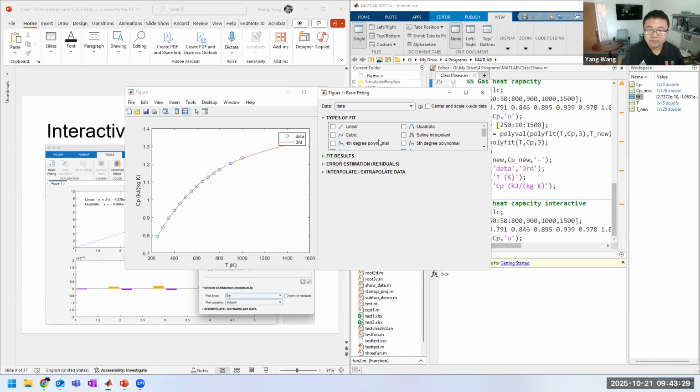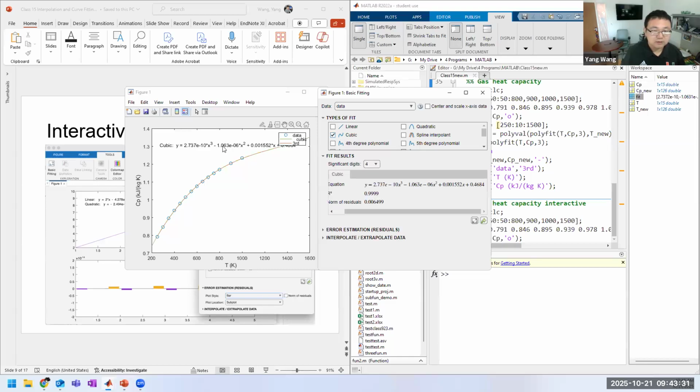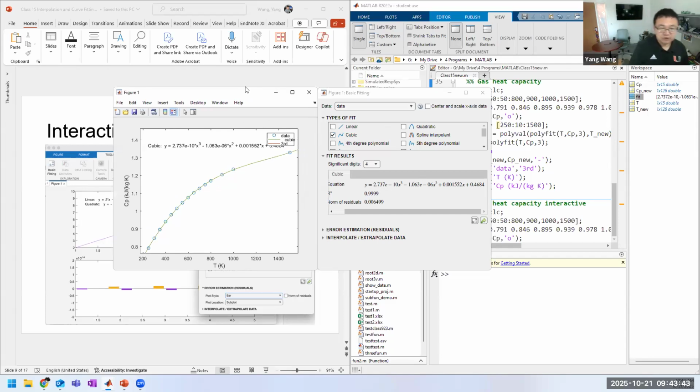Well, we could actually directly show the data here. So this is the data. We're trying to fit the data here, and this is how it looks. It's exactly the same coefficients that we obtained from the third order curve fitting. It has to be the same because it's using the same algorithm. You can also show the R square, 0.9999, and the norm of the residuals.